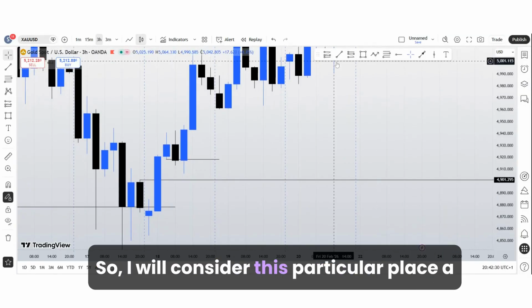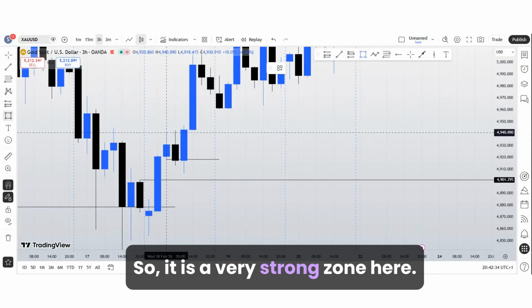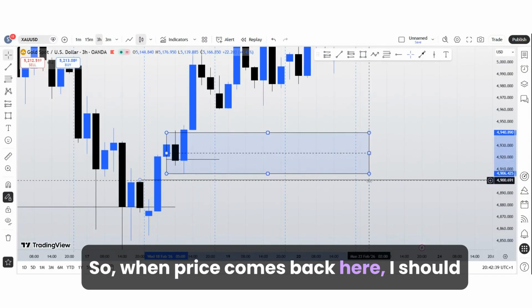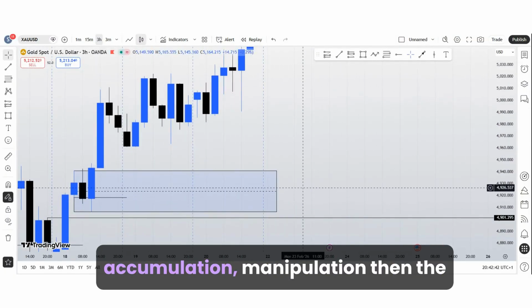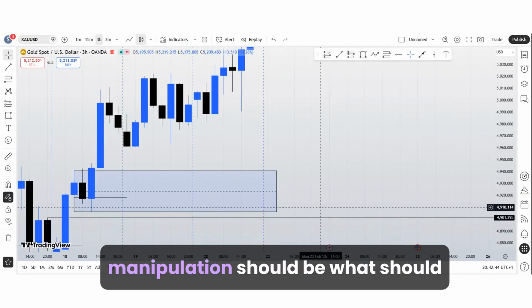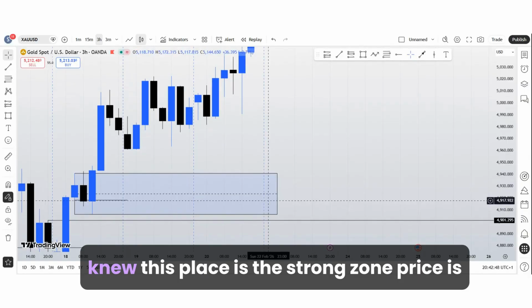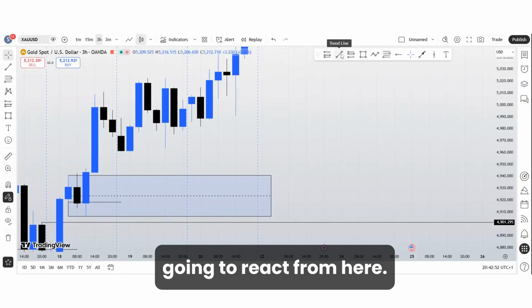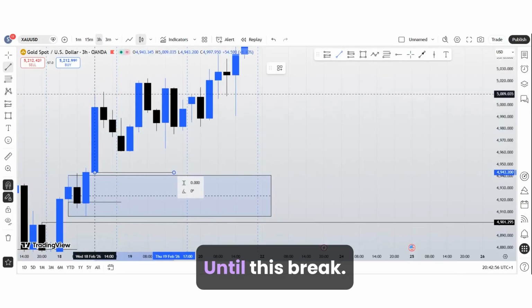So I will consider this particular place a swing point. So it is a very strong zone here. Here is a zone. So when price comes back here, I should see either a consolidation, that's accumulation, manipulation. Then the manipulation should be what should take this place. I don't believe in those concepts, but I know this place is a strong zone. Price is going to react from here. But then this is my last important low until this break.